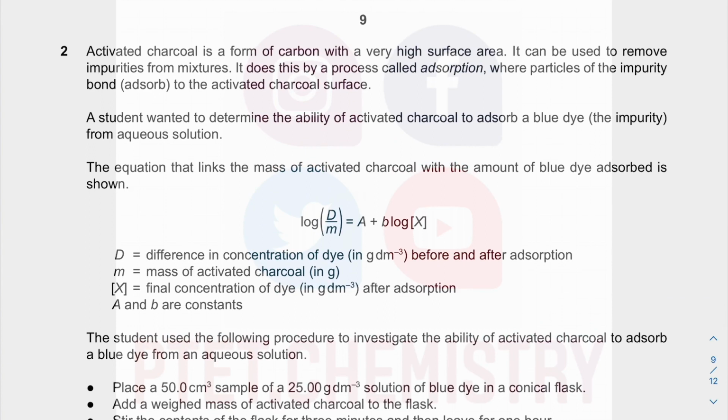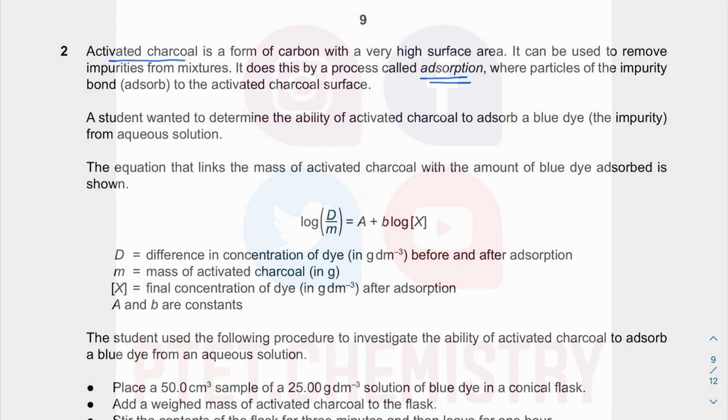So in this question 2, this is about activated charcoal. You will have heard of activated charcoal. They use activated charcoal to remove the odor from drinking water. In this case, it can also be used to remove impurity from a mixture. This is called adsorption. It's not AB, it's AD. Particles of the impurities adsorb, or they bond to the activated charcoal surface.